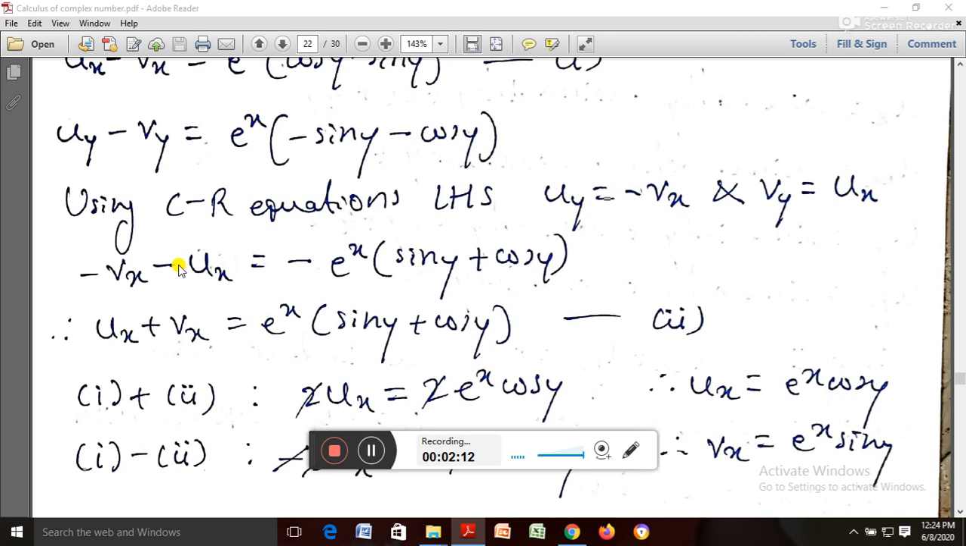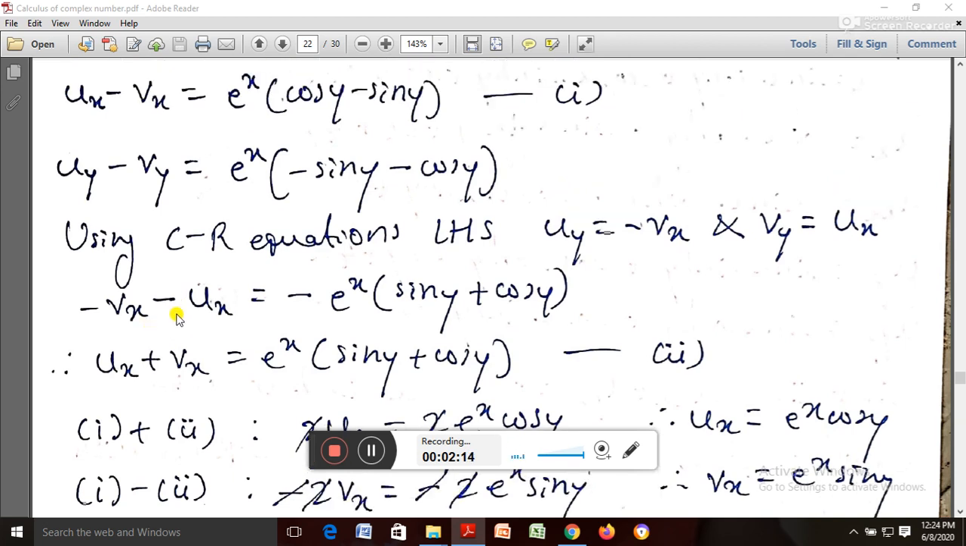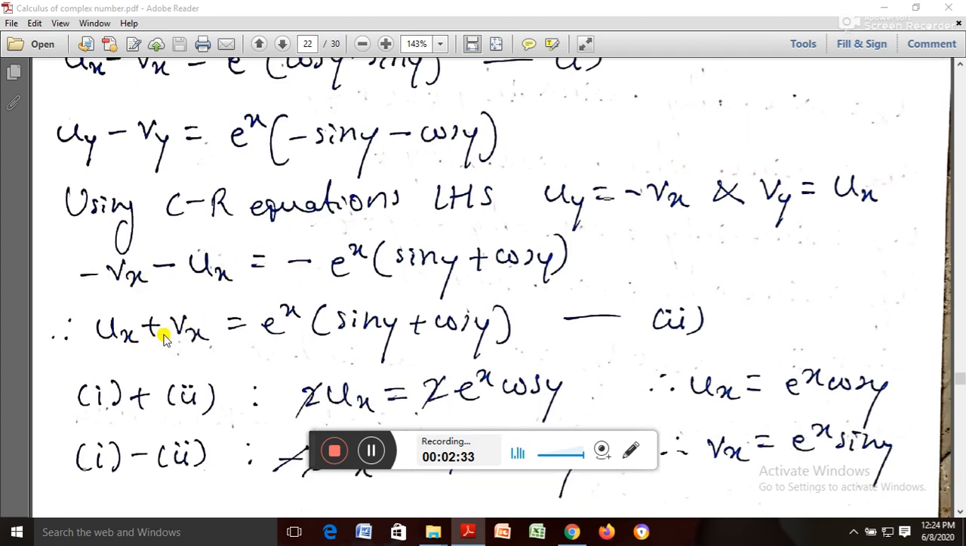So in this equation we put uy is equal to minus vx, vy is equal to ux. Here minus is there; taking the minus common, we get minus e raised to x into sin y plus cos y. All the terms have minus, so multiplying by minus, we get ux plus vx is equal to e raised to x into sin y plus cos y.